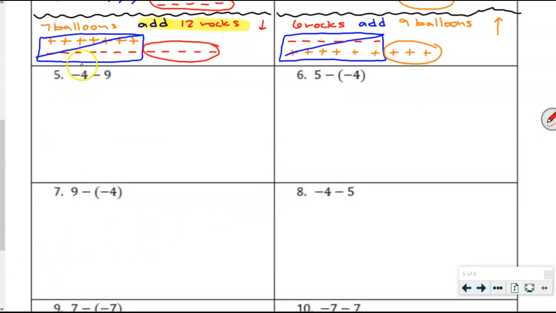As students are continuing to work in their groups, I'm going to put a few more of these problems in the video. Negative 4 minus negative 9. We have 4 rocks. Take away, because this is a subtraction sign, and after that subtraction sign, I see a positive number. So that means 4 rocks take away 9 balloons.